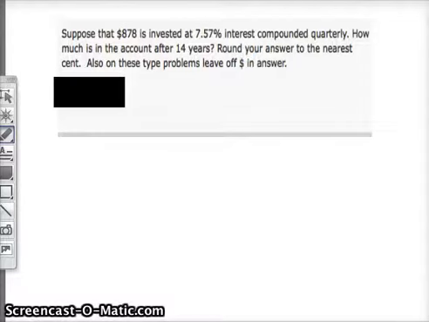Now we read the question and it says the following. Suppose that $878 is invested at 7.5% compounded quarterly. How much is in the account after 14 years? Round your answer to the nearest cent. Now remember, nearest cent is 0.01, right? Then I made a note to you, don't include your dollar sign in the answer.